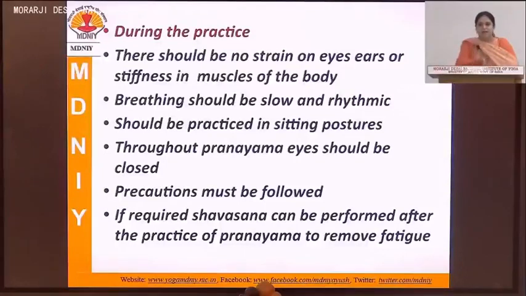We always practice sitting with closed eyes, and throughout pranayam the eyes should be closed. Even after completing your pranayam, you should not immediately open your eyes. You should keep your eyes closed for some time and try to feel the changes inside, I would advise. And all the precautions must be followed, as I have already told you, that if you do it in an improper way, then many diseases can arise.